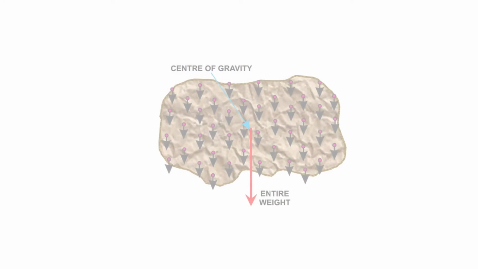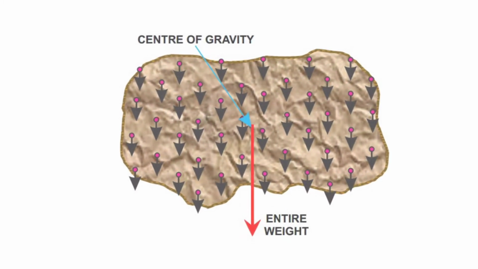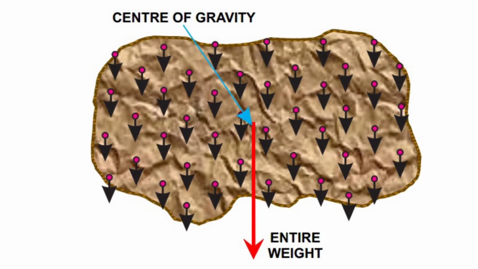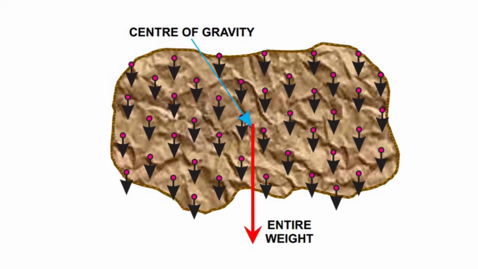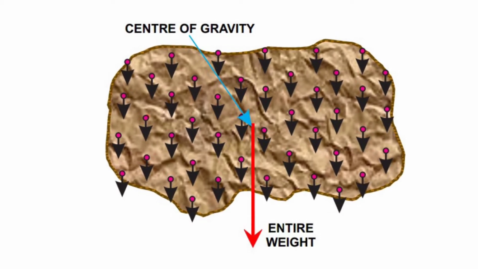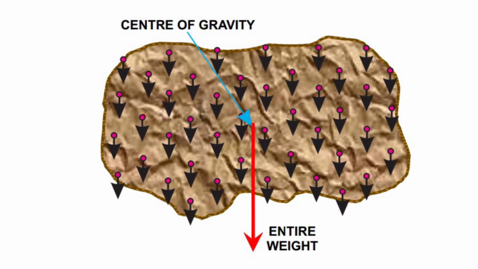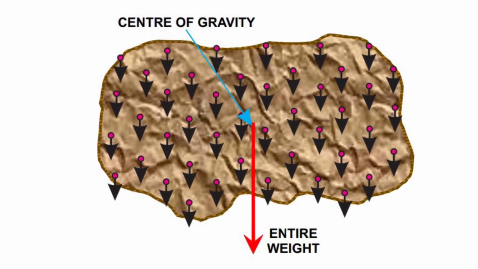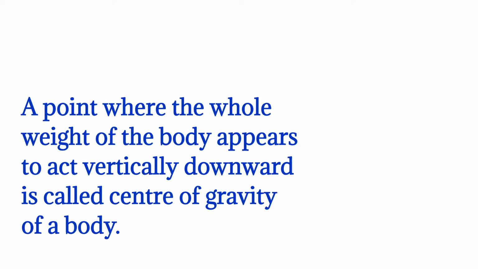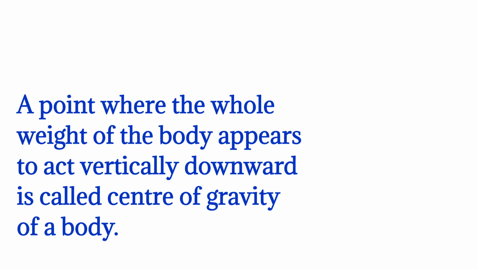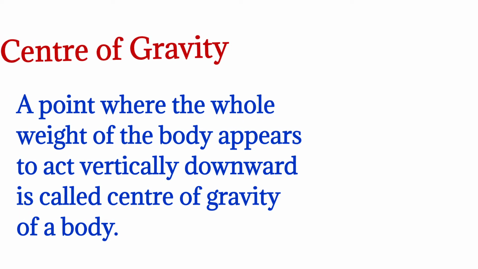A body is made up of a large number of particles. Earth attracts each of these particles vertically downward towards its center. The pull of the Earth acting on a particle is equal to its weight. These forces acting on the particles of a body are almost parallel. The resultant of all these parallel forces is a single force equal to the weight of the body. A point where the whole weight of the body appears to act vertically downward is called the center of gravity of a body.